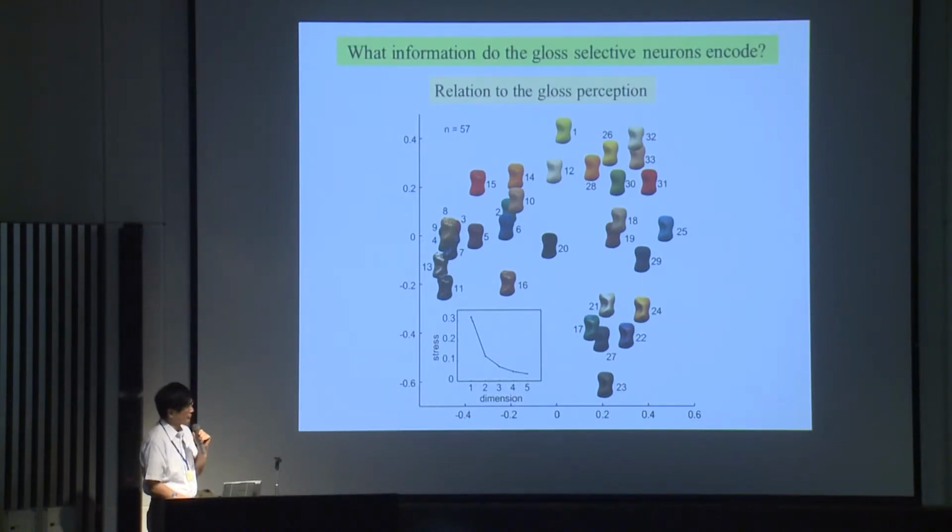Then the next question is, what kind of information about gloss is represented by the activities of these neurons, or encoded by these neurons? Because higher visual areas are thought to be related to visual perception, we thought these neurons carry information, encode information related to gloss perception, or in other words, parameters related to gloss.